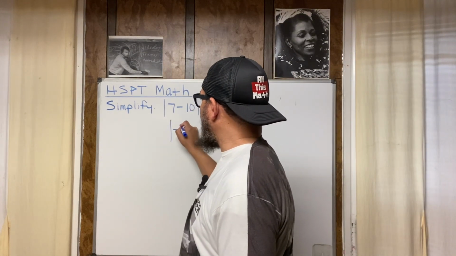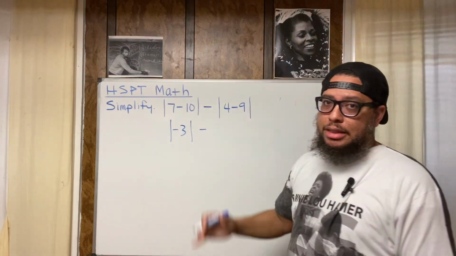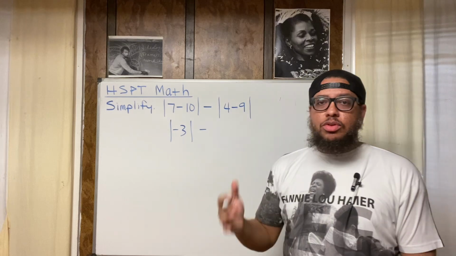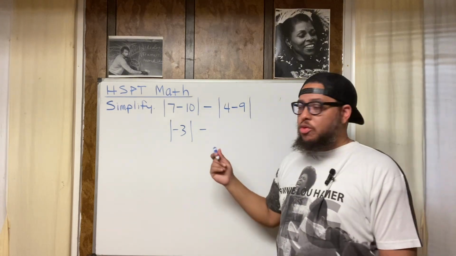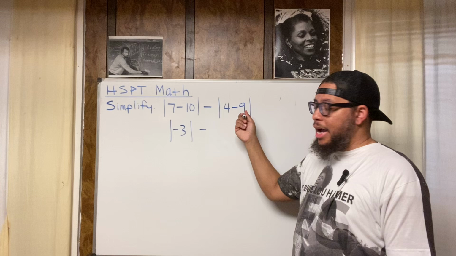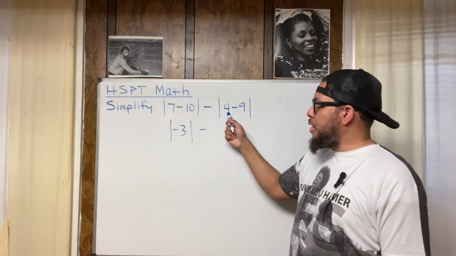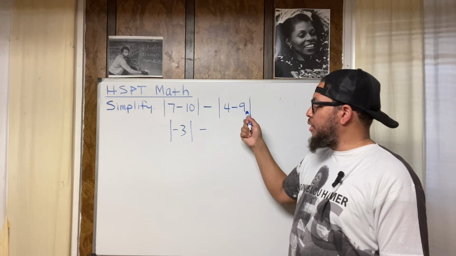So we got absolute value of -3. Bring your minus sign down. Then I got 4 minus 9. 4 minus 9, you need to know what that is. If you start at 4 on the number line, if you subtract, you move to the left. How far are you going? 9 spaces. Start at 4, move to the left, 9 spaces.